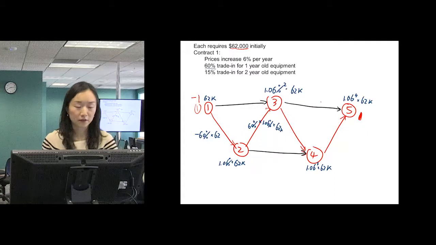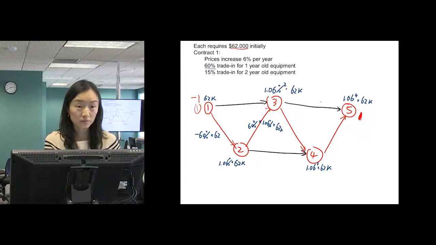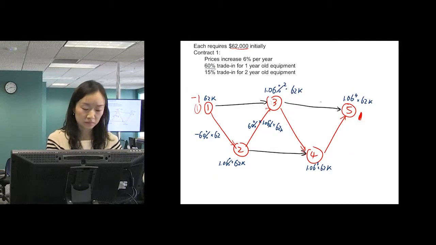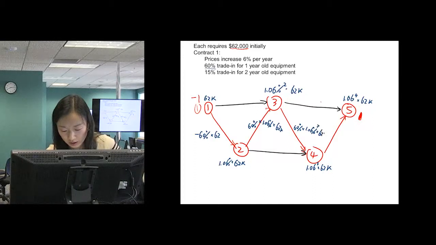So it should be this value here times 62K. Okay, and if we keep going, this person is going to trade again after 1 year. So this is year 3. At the beginning of year 3, this person is already trading, gets new equipment that costs this much value, and is going to trade again. So that's 60% times this value here now, okay? 60% squared times 62K.